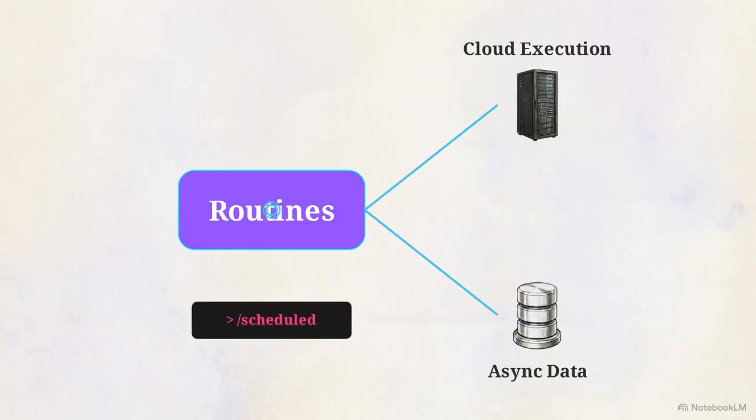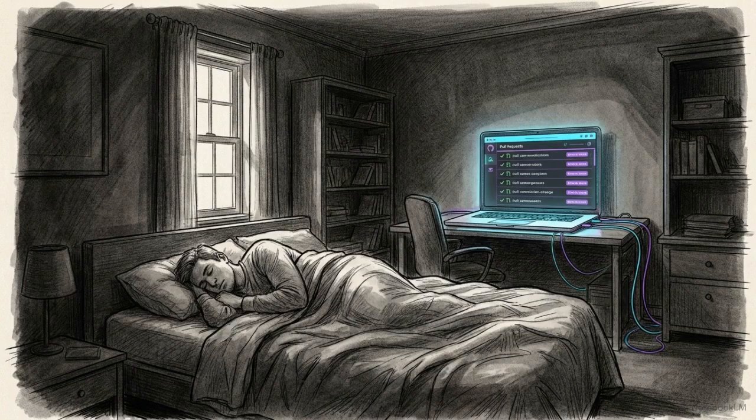These are cloud-based automations that perform heavy, asynchronous tasks. You can set a routine to review every open pull request and triage your bug list overnight while you sleep.